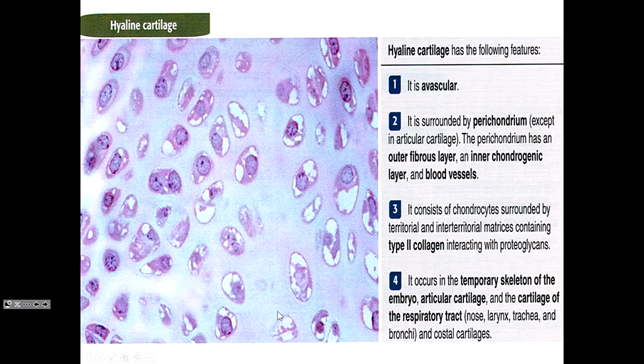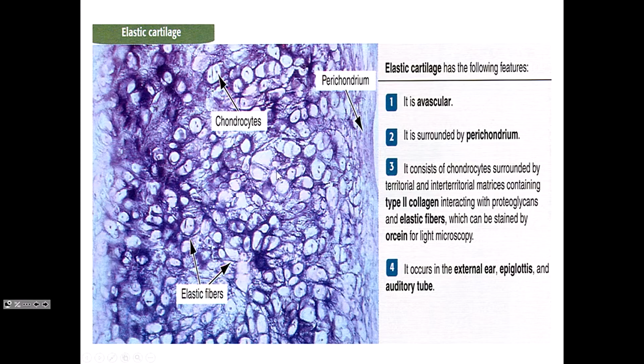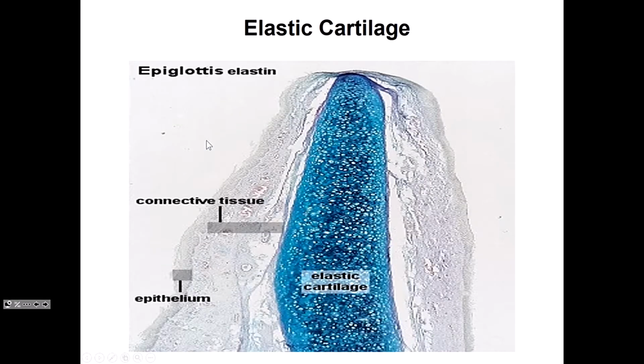So here's hyaline cartilage. Again, here you can see the cells and the interterritorial matrix. You really can't see the type 2 collagen fibers there because they're covered over by the proteoglycan molecules. Here's elastic cartilage stained. This purple stain is staining the elastic fibers. So again, you can see a perichondrium, elastic fibers in the interterritorial matrix of this. And here in the epiglottis, which of course vibrates all the time, you can see the blue color is the elastic fibers stained for the elastic cartilage.